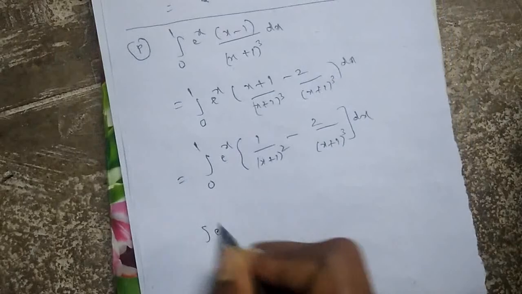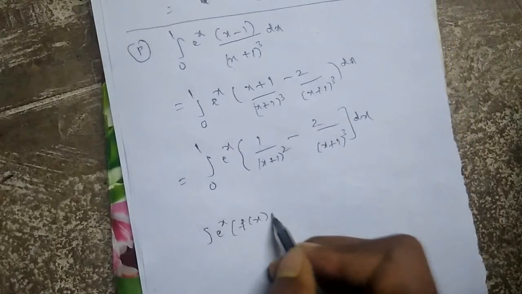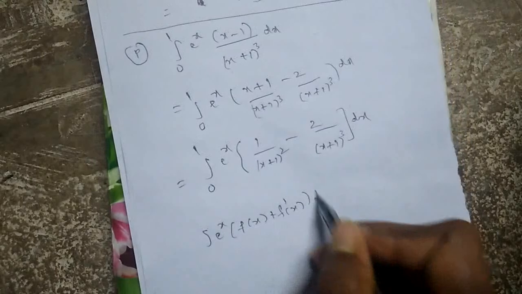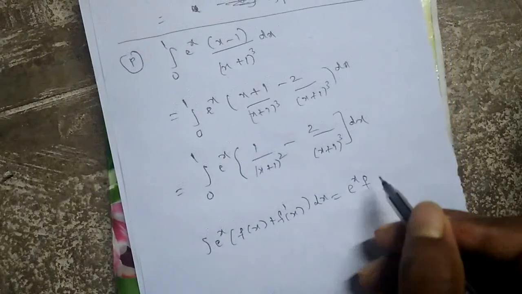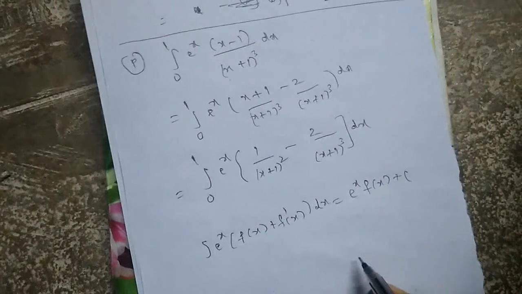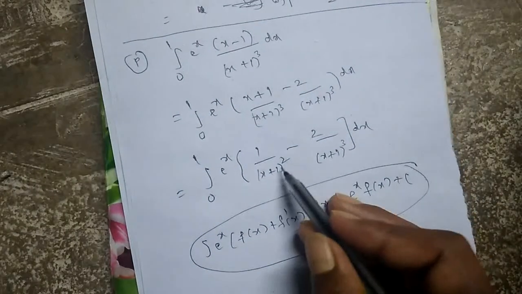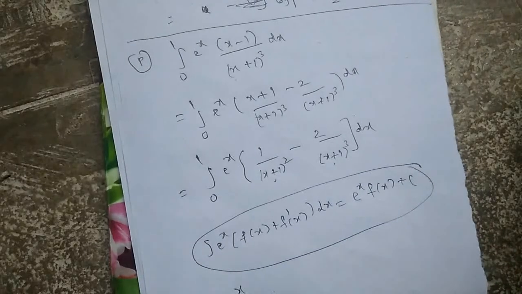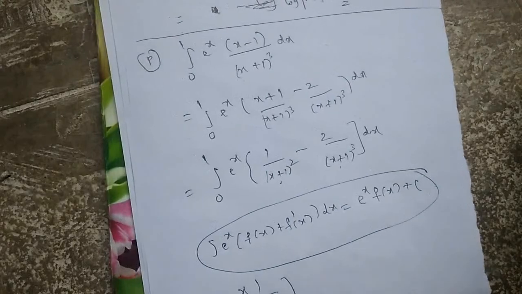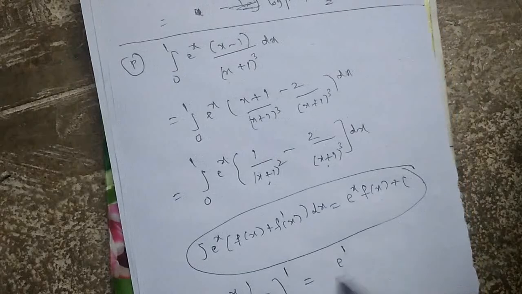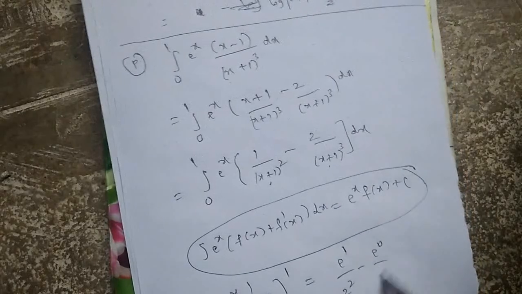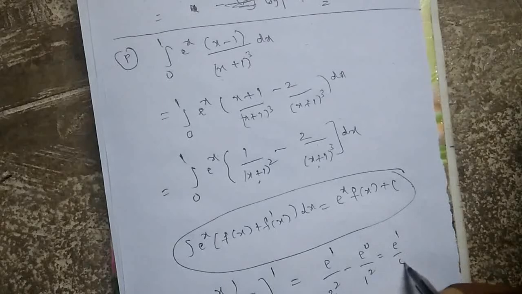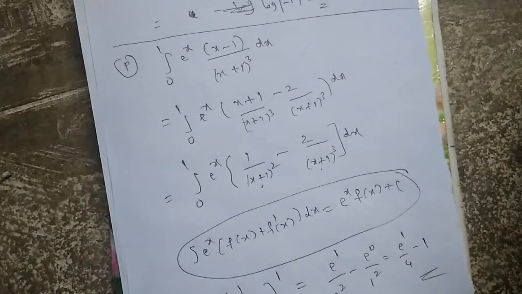So we have a formula here: the integral of e power x into f of x plus f dash of x dx is equal to e power x into f of x plus c. This is in the same form, since the derivative of 1 by (x plus 1) whole square is minus 2 by (x plus 1) whole cube. So the final answer is e power x into 1 by (x plus 1) whole square from 0 to 1. Now substitute the limits: e power 1 by 2 square minus e power 0 by 1 square. This is e by 4 minus 1. This is the final answer.